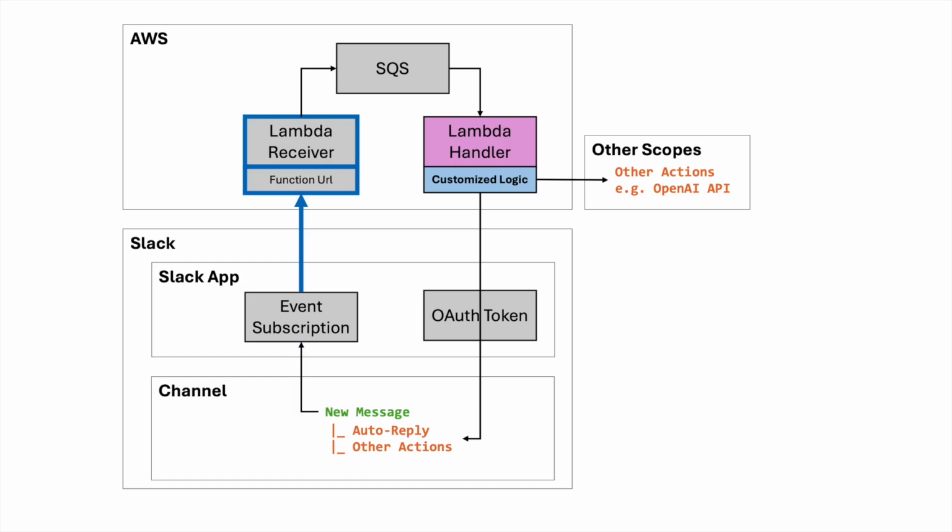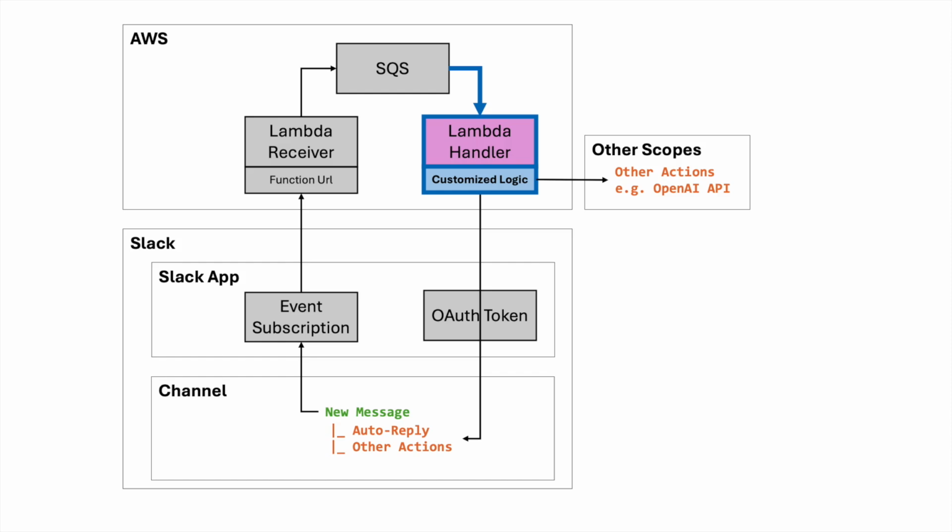We set up a Lambda function on AWS as a receiver with a function URL. The Slack event will reach the endpoint and trigger the receiver Lambda. This Lambda will write the Slack event into an SQS queue. SQS serves as an intermediary, which decouples the post-processing logic of the Slack event. We have a second Lambda for post-processing, which is set to be triggered by SQS.